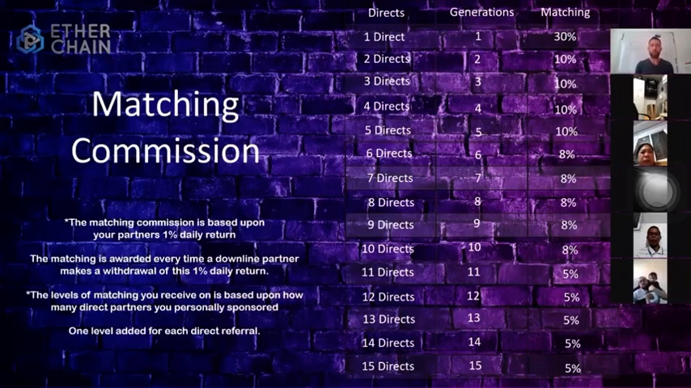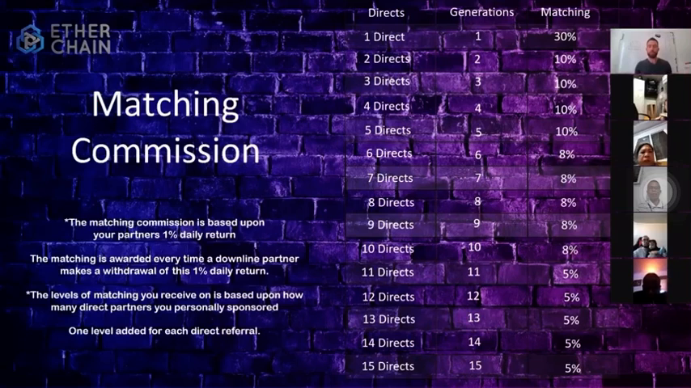And the matching is awarded every single time a downline partner makes a withdrawal of that 1%. So that means the matching is not calculated upon any 10% direct commission, any matching commission received, or if you win the daily top sponsor pool. The matching commission is calculated and based upon the 1% daily return that your partner receives.